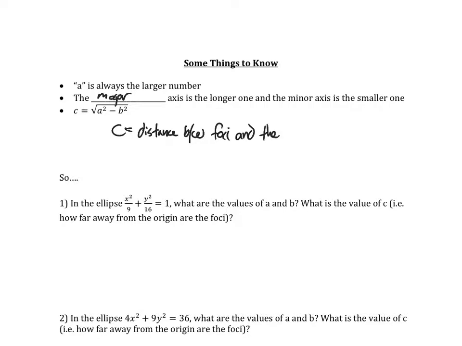and the center. So we haven't talked about how to find the coordinates of the foci. You're going to find the coordinates of the foci, remembering that they always lie on the major axis, with this little mini equation: c squared equals a squared minus b squared. Okay? So let's think about this quickly. Let's do a couple quicker problems.